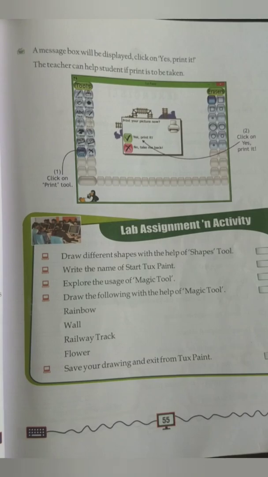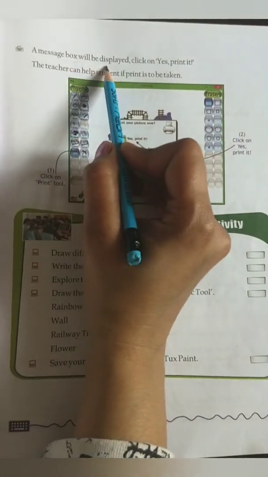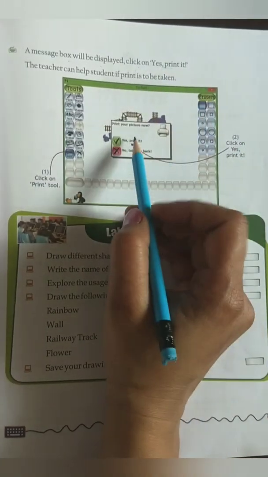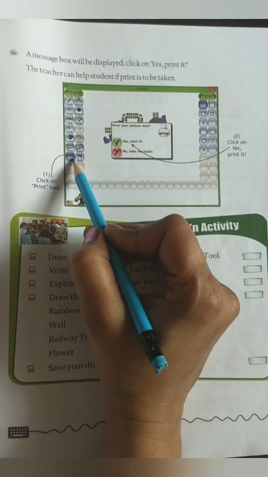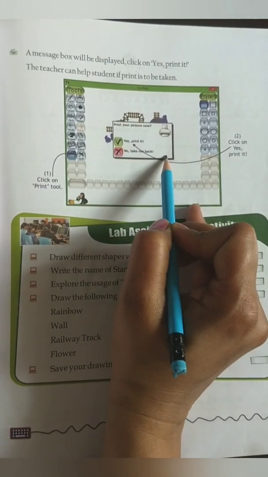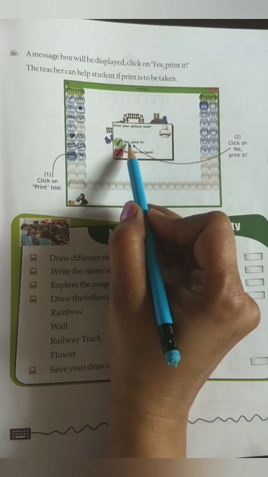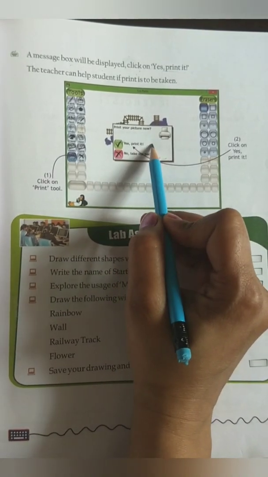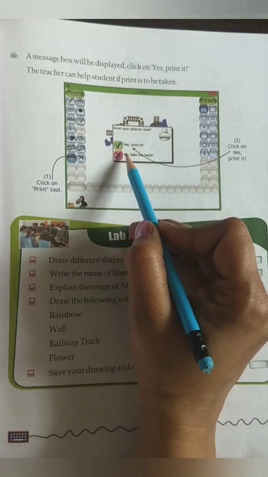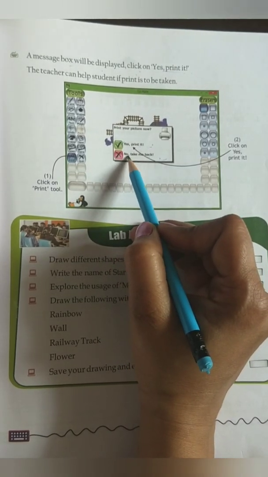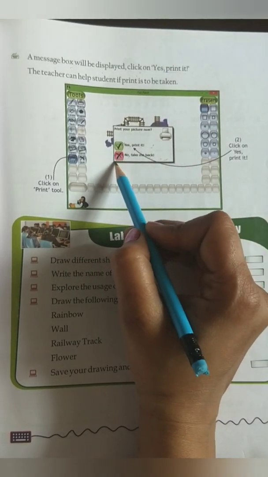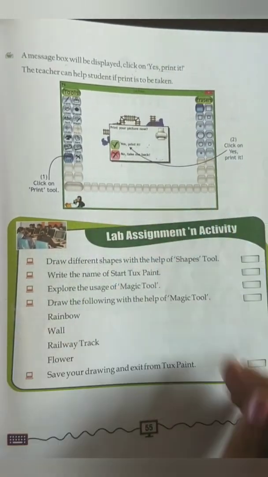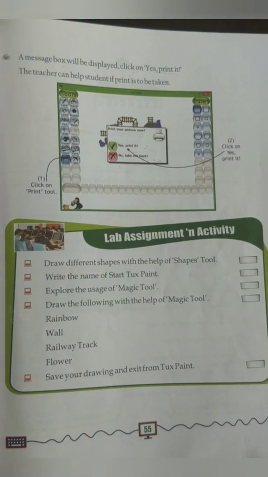After clicking on the print tool from the toolbar, a message box will be displayed. You have to click on yes, print it. As soon as you click on the print tool, it shows you one message which says tick mark yes, print it, or cross no, take me back. If you have to print it, you can click on this button, and if you don't have to print it, you can go back to your drawing by clicking on this one. So this way you can print a drawing in TuxPaint.